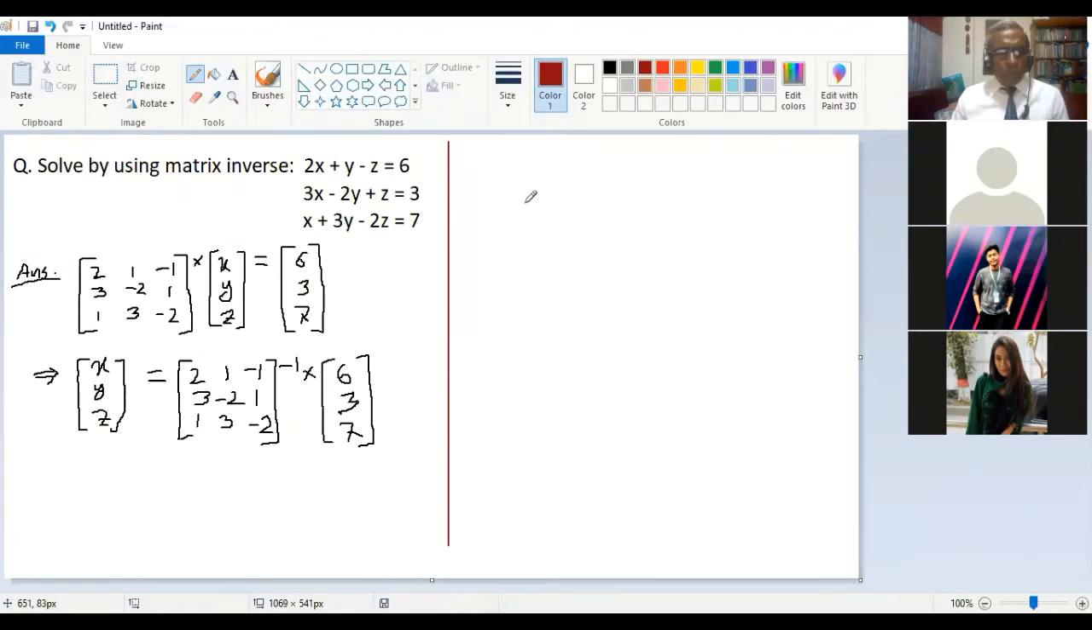So for finding the inverse, we need to find the determinant value. So what is the determinant value? You already know how to do that. Determinant value for which matrix? It is just a vertical line, not a bracket. So the determinant is 2, 1, minus 1, 3, minus 2, 1, and 1, 3, minus 2. Now you do the calculation. You choose one row or one column. Any row, any column is possible.